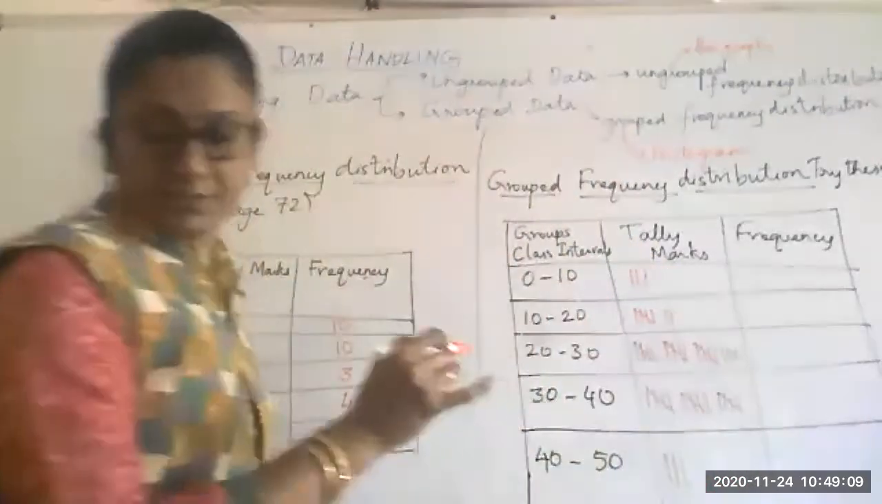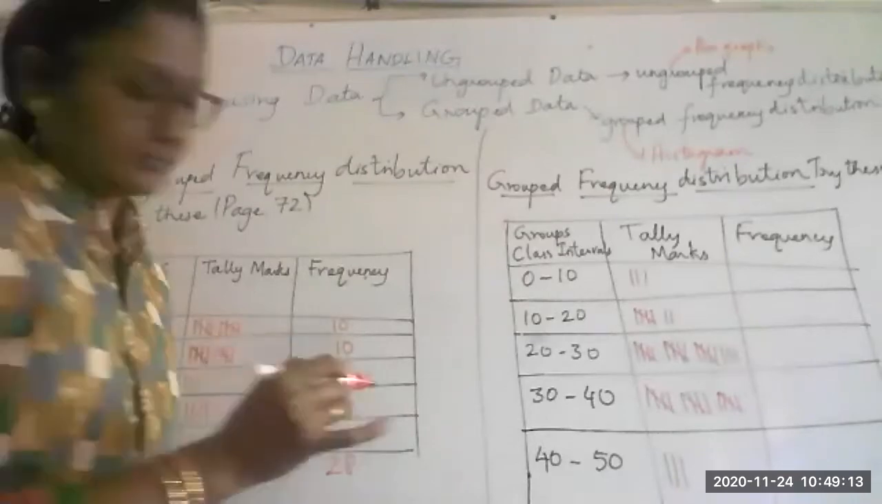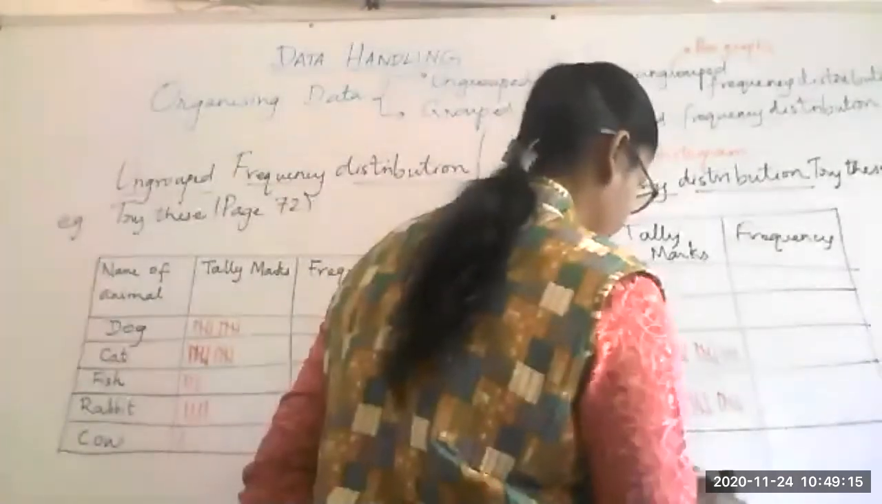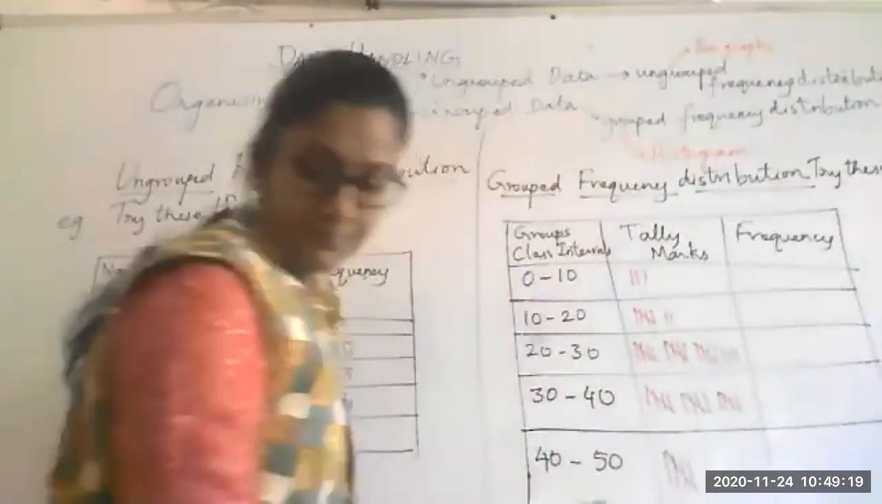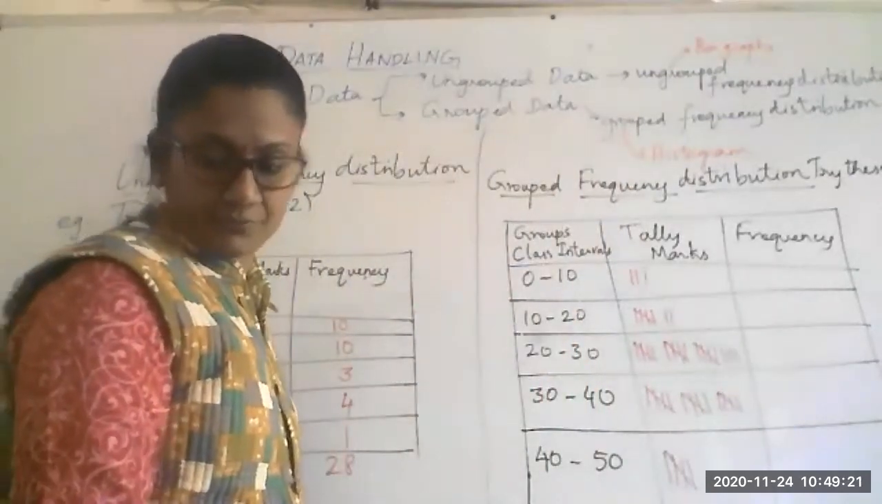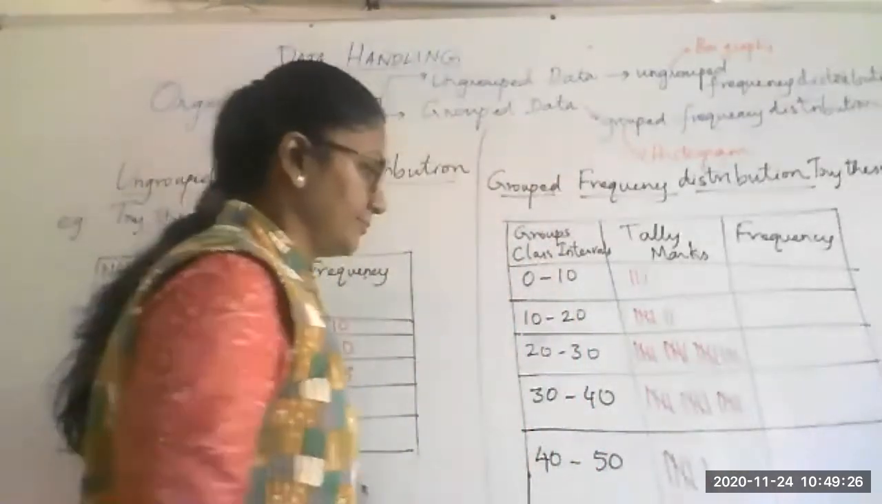How many more entries? Okay, 33, 47. Fifth group. 47 fifth group, okay. 48 fifth group. Okay. 50. 50 fifth group. Yes. 39. 39 fourth group.